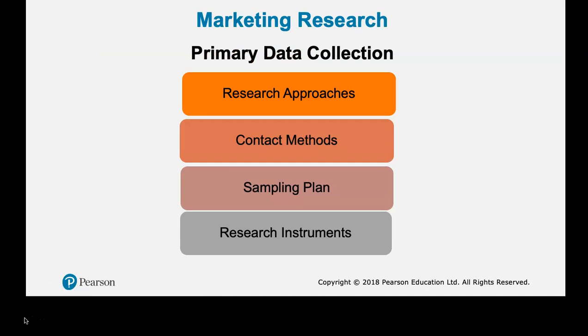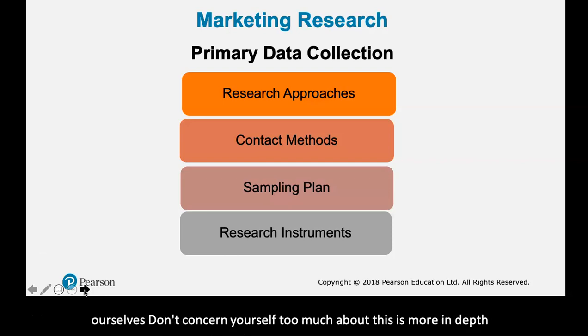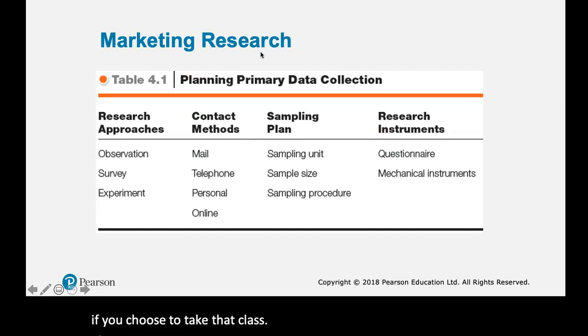We talked about secondary data, its advantages and disadvantages. Here is primary data collection, where we're actually going to do the research ourselves. Don't concern yourself too much about this. This is more in-depth information that you'll get from your marketing research class if you choose to take that class. These are just some ways that primary data is collected.